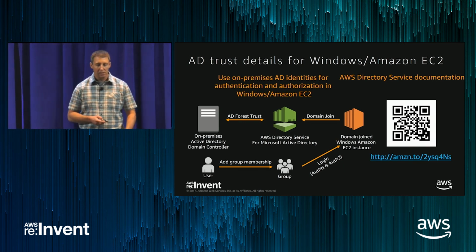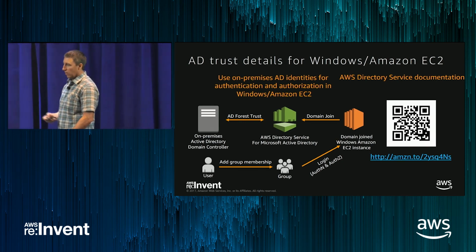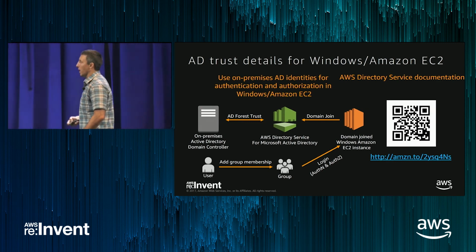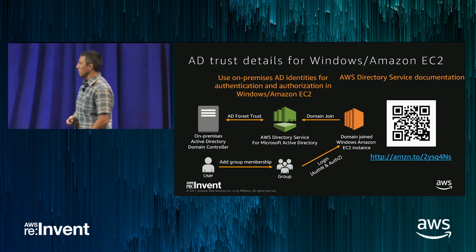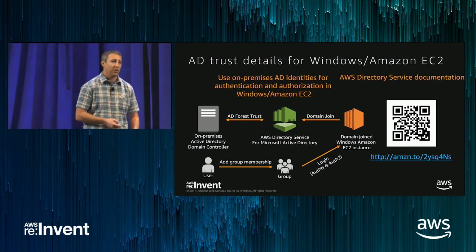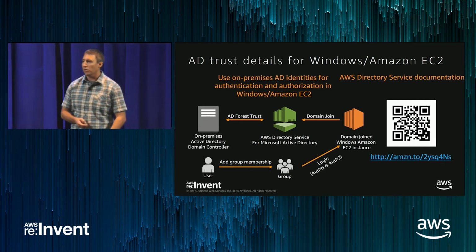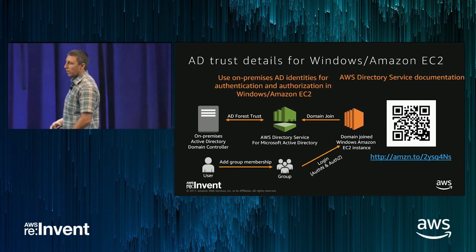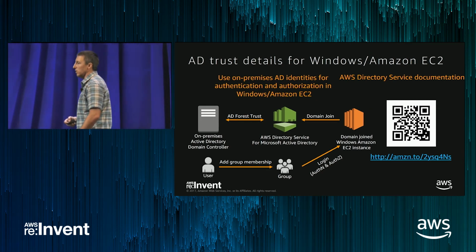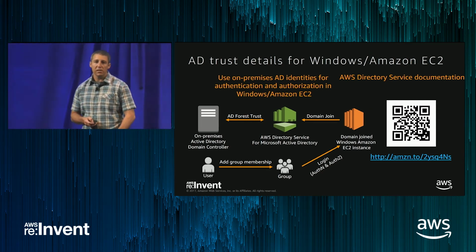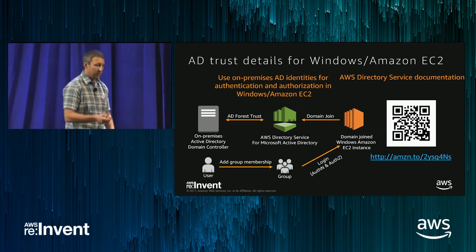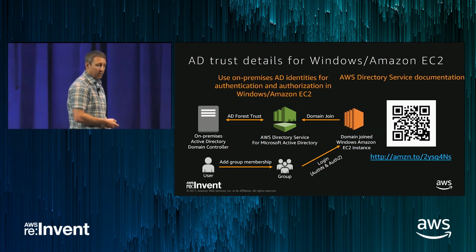established, you're able to simply create groups within managed AD in AWS, add your on-prem users to that group, and then do authentication and group-based authorization into those instances. This gets you out of the world of EC2 key pairs and other types of things, and just lets you authenticate to your Windows instances in AWS just as you would Windows instances anywhere else.